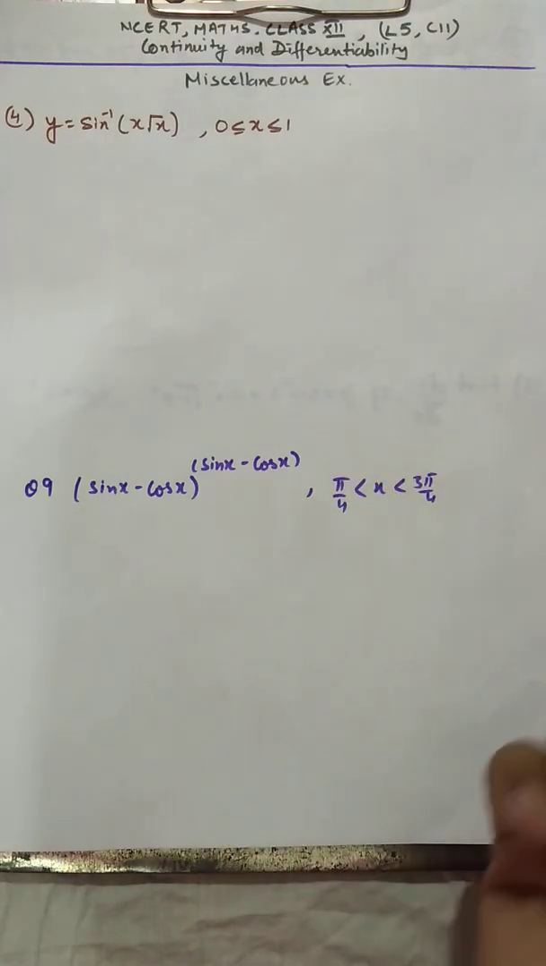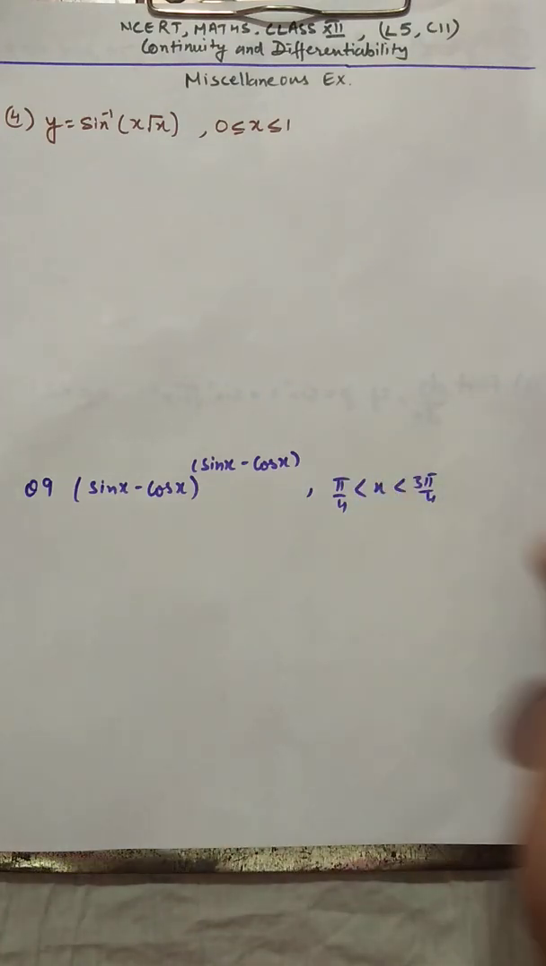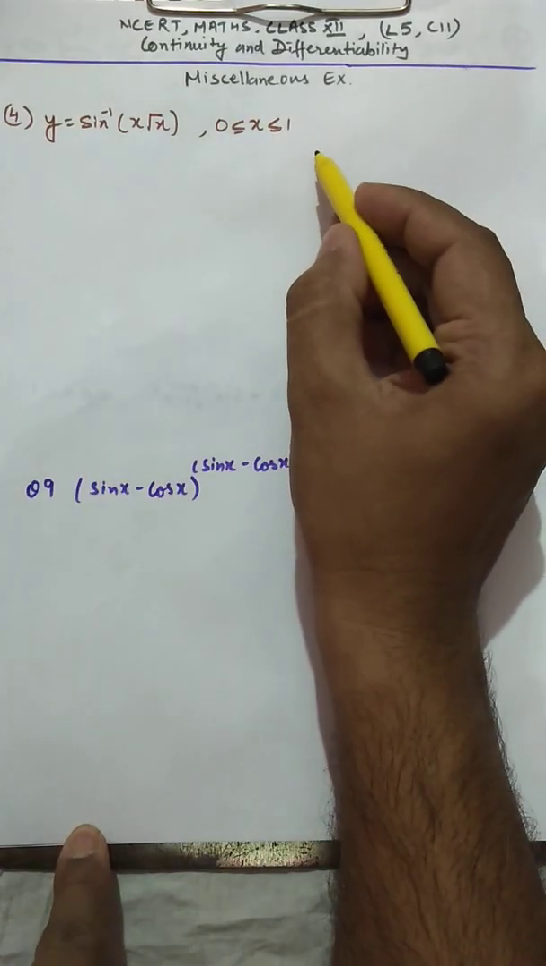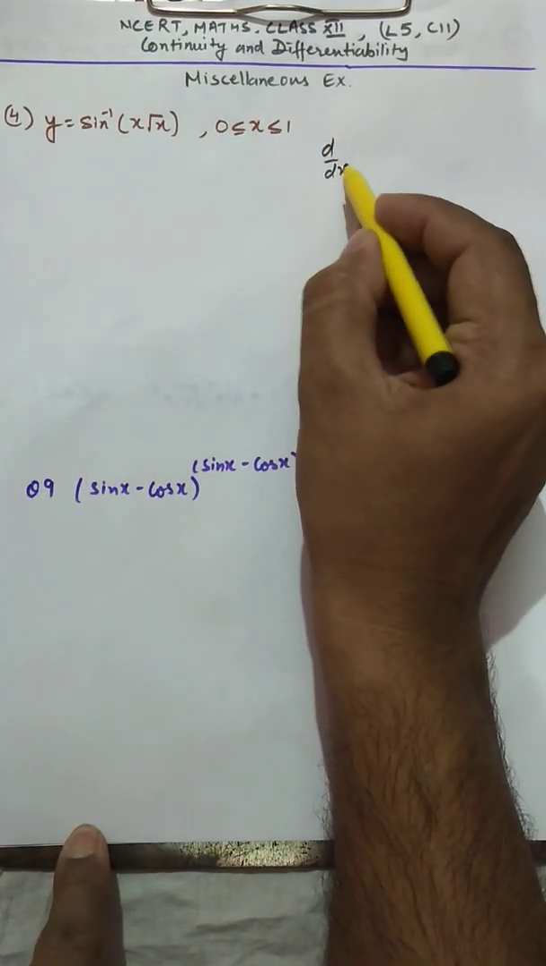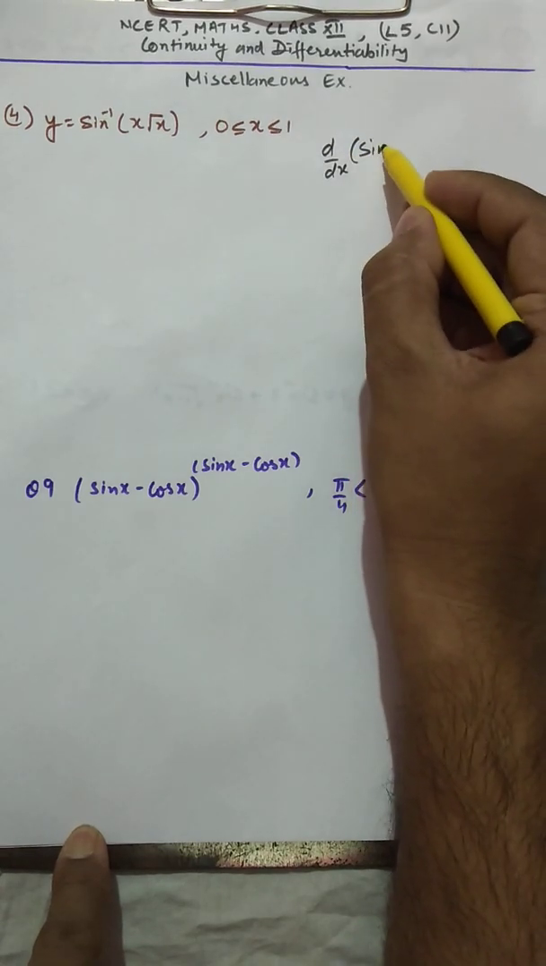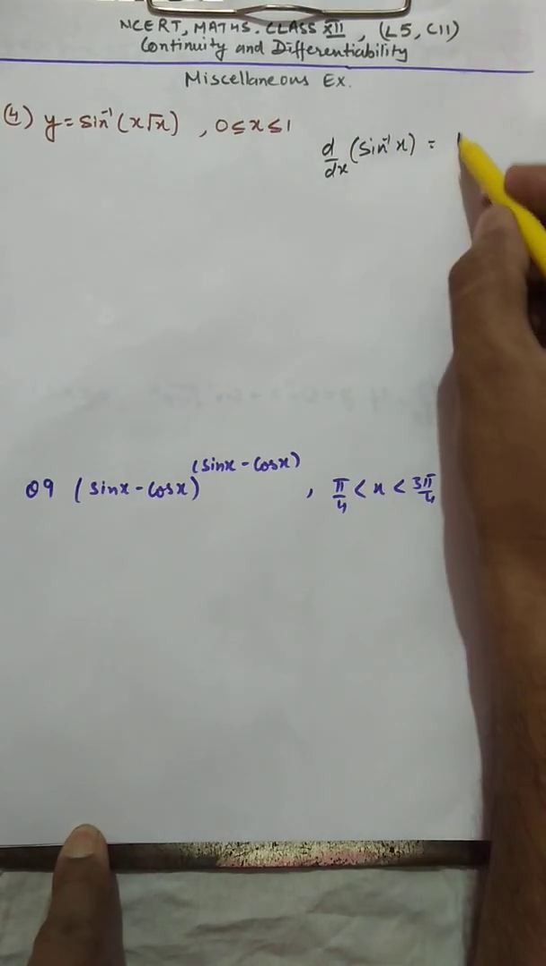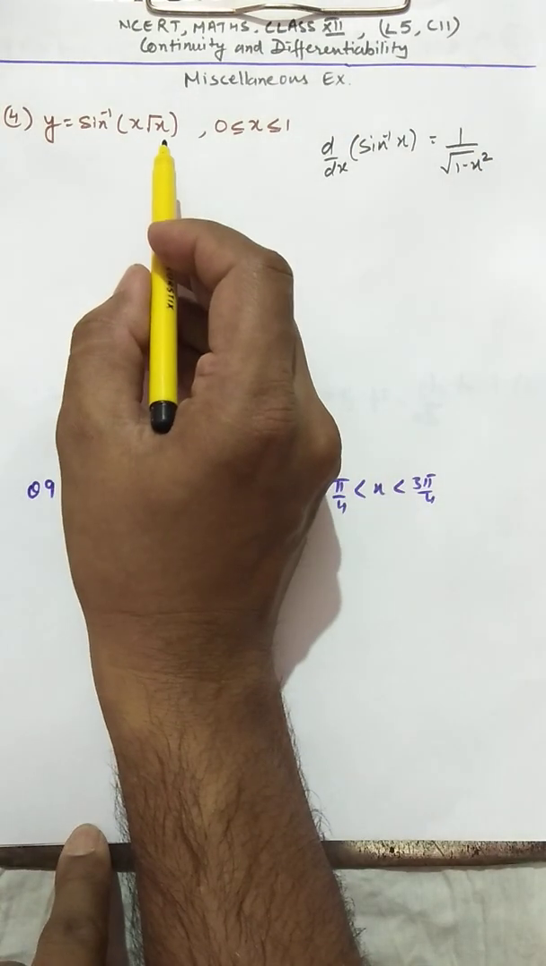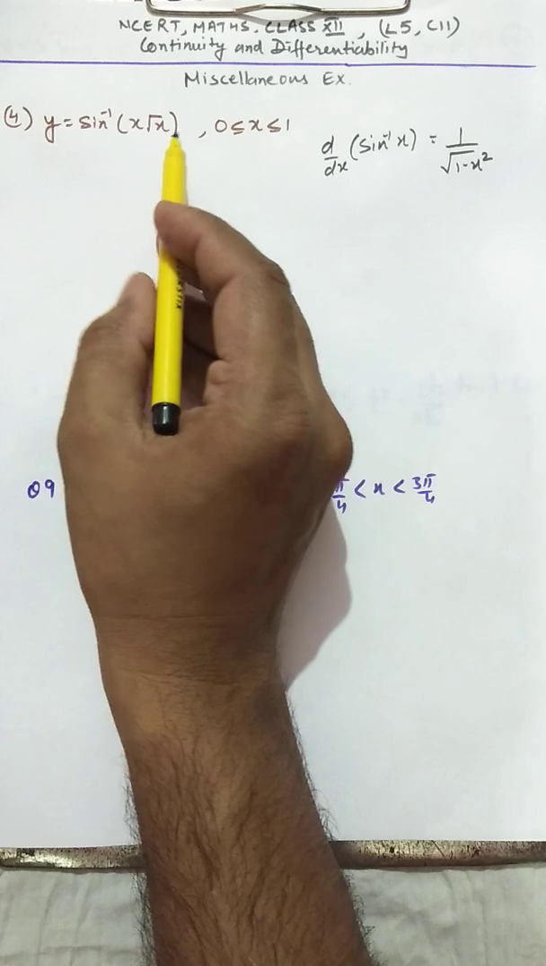Today we will discuss some problems from miscellaneous exercise chapter number 5. See this is sine inverse of x root x. I am giving you the formula for the derivative of sine inverse x, which is equal to 1 upon root 1 minus x square. So you can see this can be solved using the chain rule.